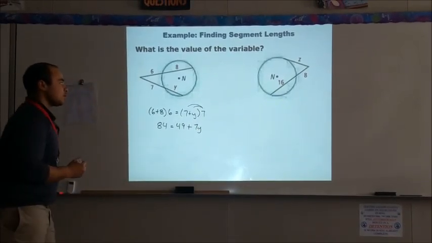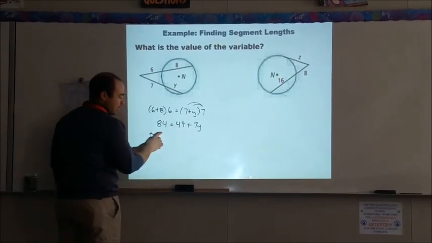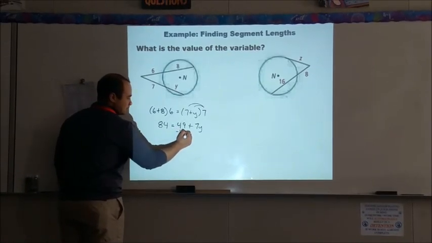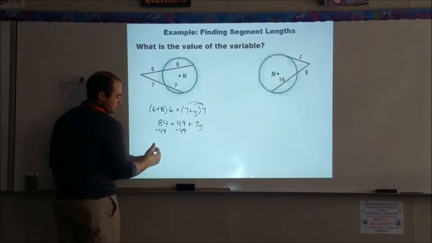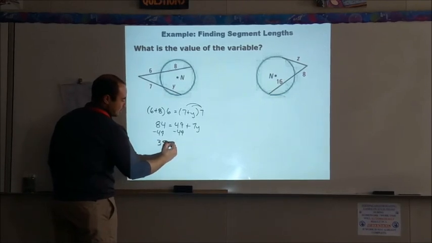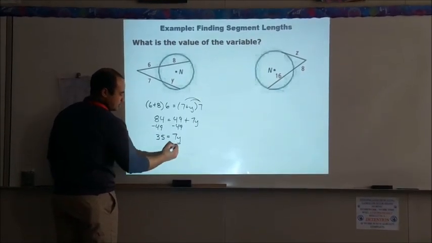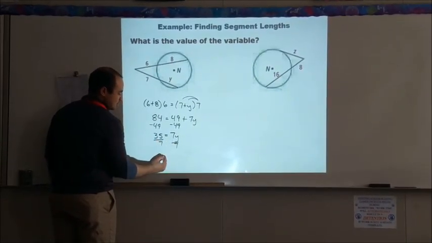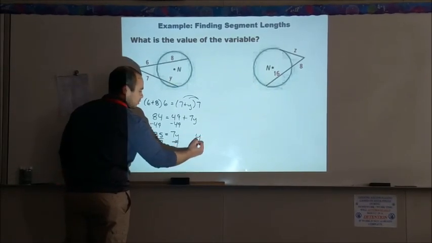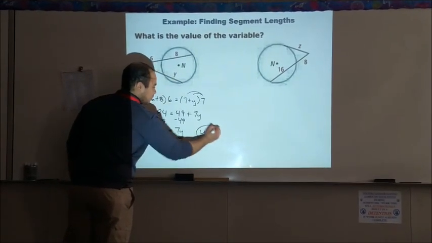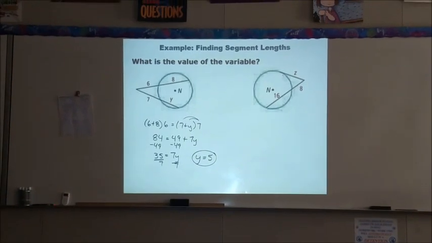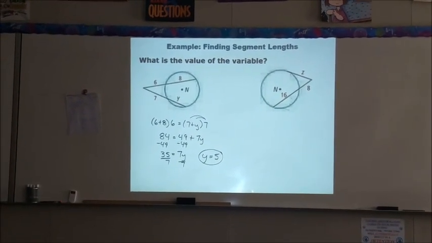Now we're just going to solve this for y. So we're going to subtract 49 from both sides. So we've got 35 equals 7y. Divide by 7. And you've got y equals 5. So for example 1 of this section, y is just 5.